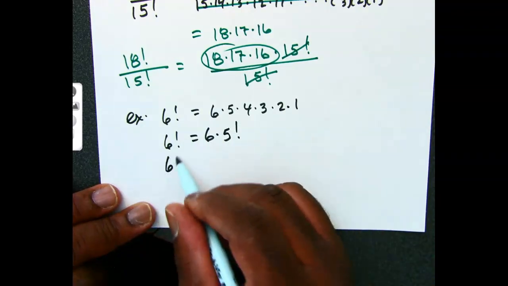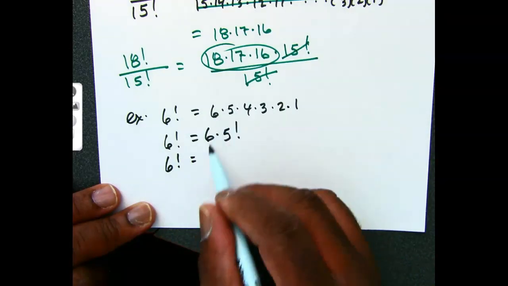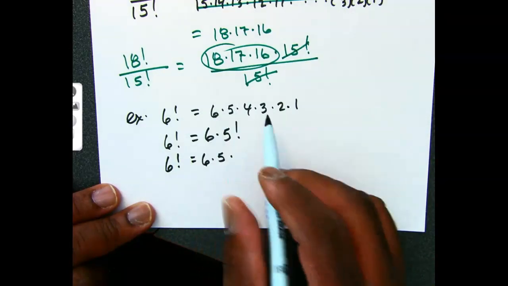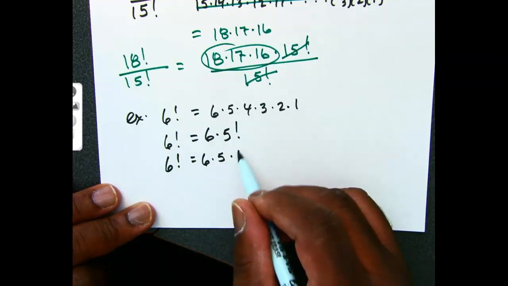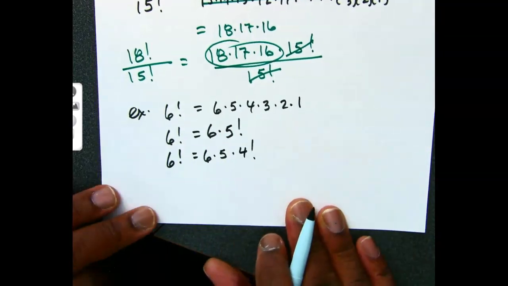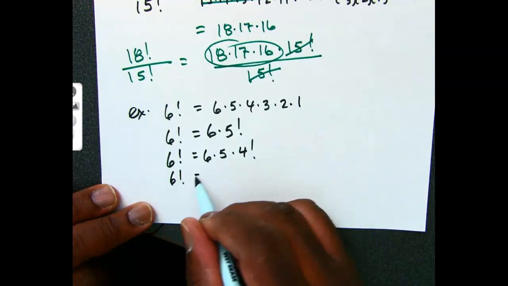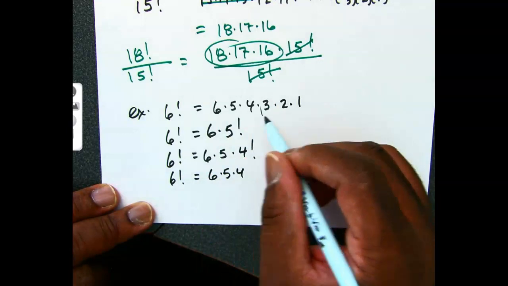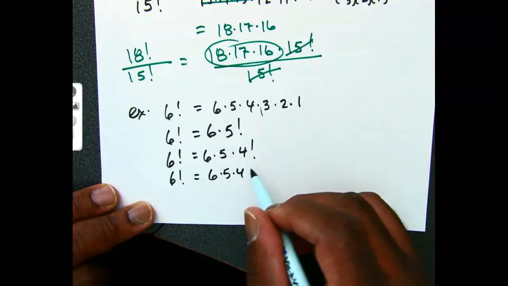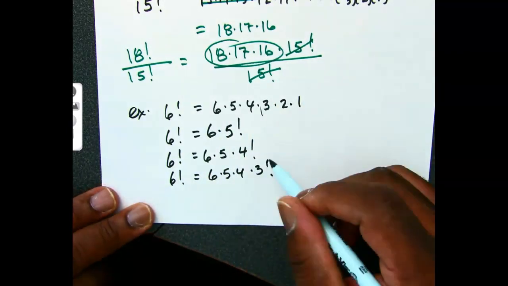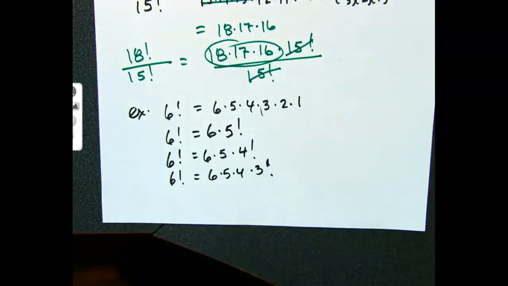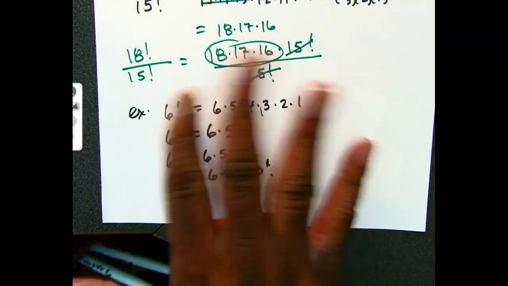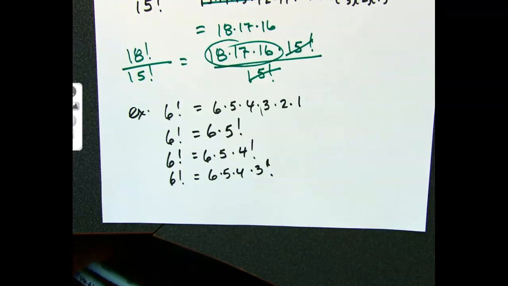Or 6 factorial is equal to, if we go 6 times 5 times 4 times 3 times 2 times 1, that's 4 factorial. Or 6 factorial, if we go 6 times 5 times 4, well, this remaining part here, 3 times 2 times 1, is 3 factorial. All of these are going to give you the exact same value of 720. So you may need to manipulate the factorials by writing them in such a way that you're able to simplify.